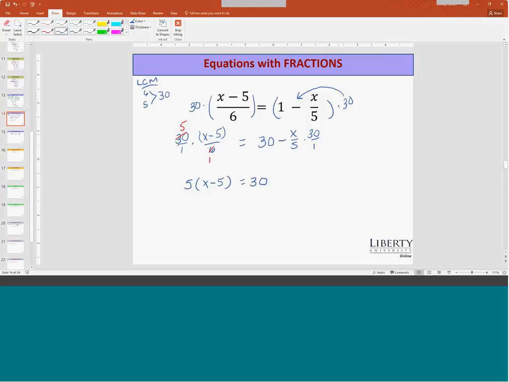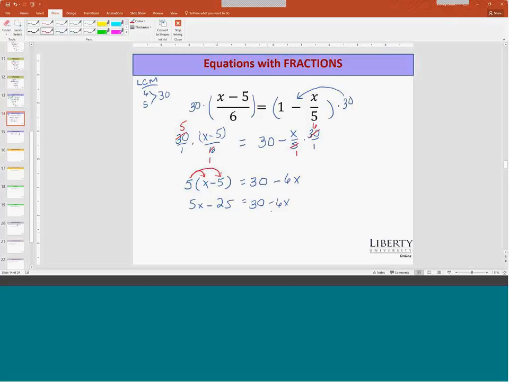Equal to 30. We've already multiplied 30 times 1 minus x over 5 times 30 over 1. 5 is a factor of both 5 and 30, so we've got 1 times 1 in the denominator, so the denominator goes away. 6 times x, or 6x. Now we've got no fractions. Yay! All we've got to do is simplify the left by distributing the 5 to both the x and 5. 5 times 5 is minus 25. 30 minus 6x.